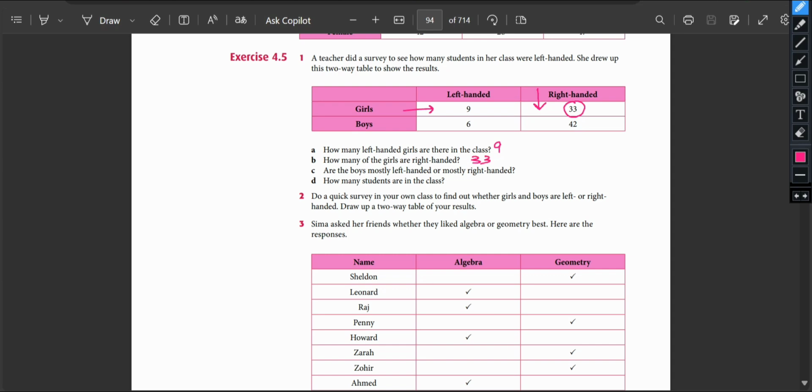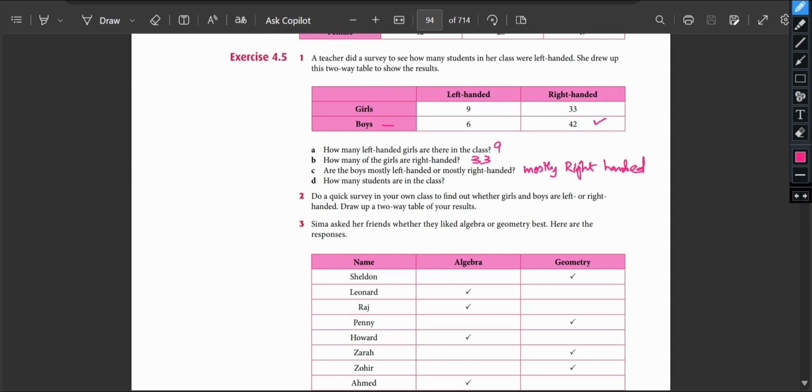Are the boys mostly left-handed or mostly right-handed? So we basically have to find if the majority is of left-handed or right-handed for boys only. So 42, because right-handed, that's a bigger number. So we will say mostly right-handed.